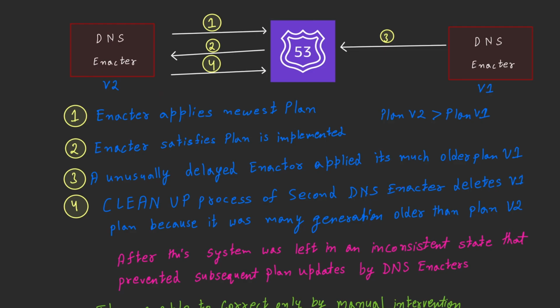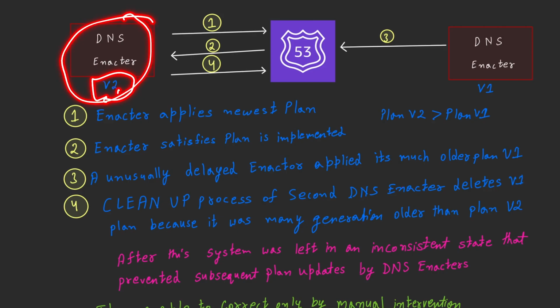So what happened here? At the first step, the DNS enactor implemented its plan. At the second step, the DNS enactor, satisfied its plan was implemented, and released the lock. After the lock is released, this older enactor faultily updates its older plan in Route 53. After that, it released its lock. DNS enactor V2 fired the cleanup process and deletes the V1 plan because it was many generations older than its own plan V2. Like if the V1 plan is here and then the V2 cleanup process is fired, it will obviously delete the plan of V1 because it is older than its V2 plan.